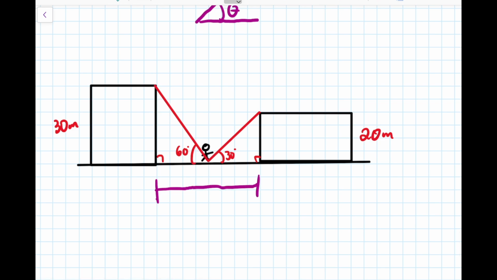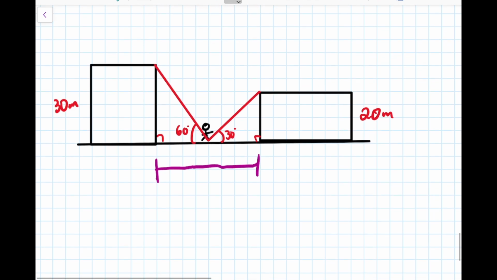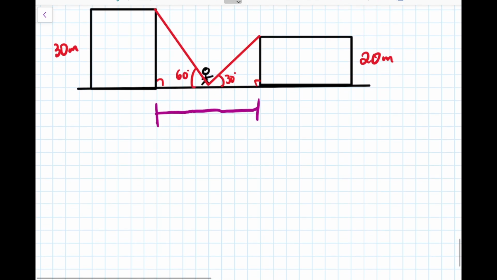So if you haven't already tried to do that yourself, feel free to pause here and see if you can figure out what to do. If not, just keep watching. So I'm going to break these triangles up into two separate triangles and work with them independently.